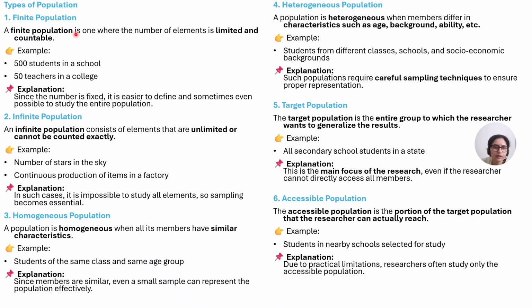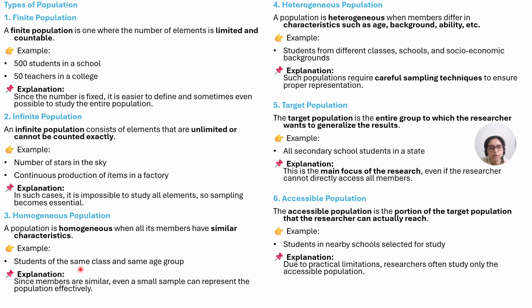Types of population: finite, infinite, homogeneous, heterogeneous, target, and accessible population. What is finite population? It is the one where the number of elements is limited and countable, as the name itself tells. Example: 500 students in a school, 50 teachers in a college. Then infinite population consists of elements that are unlimited or cannot be counted exactly. Number of stars in the sky, continuous production of items in a factory. It cannot be counted, right?